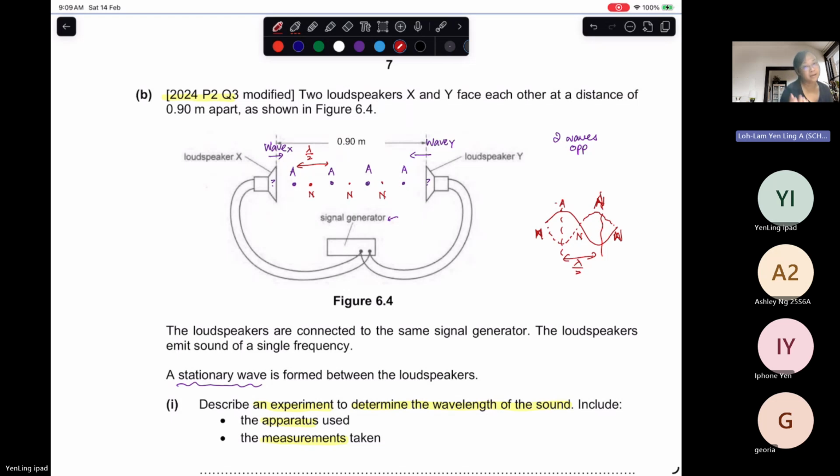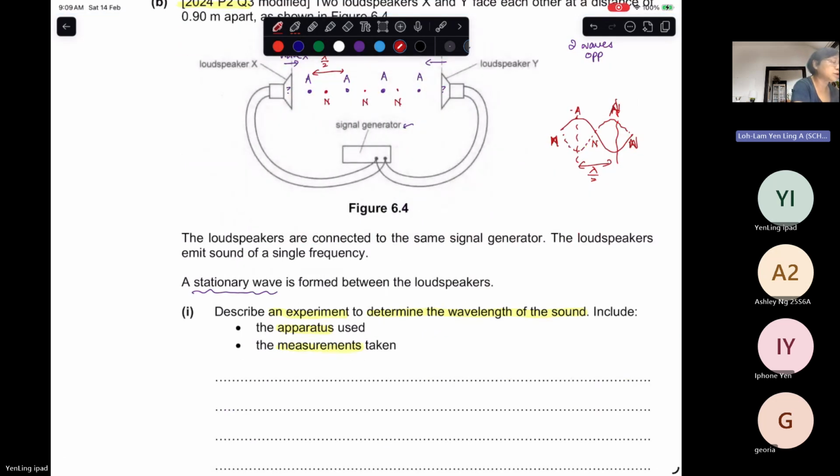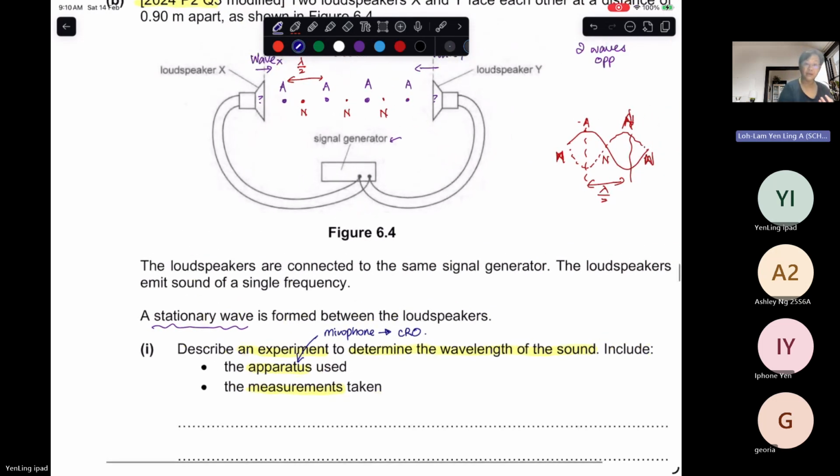Now, you can't see the sound wave. So what you need is something to detect this sound wave. So this is where we test whether you know how to use the apparatus. Okay, so what apparatus is used for detecting? If you have done your tutorial, you realize that we always have a microphone. But a microphone needs something to display, correct? So your microphone is always attached to a CRO. So this is also in the learning objectives. You need to know the apparatus.